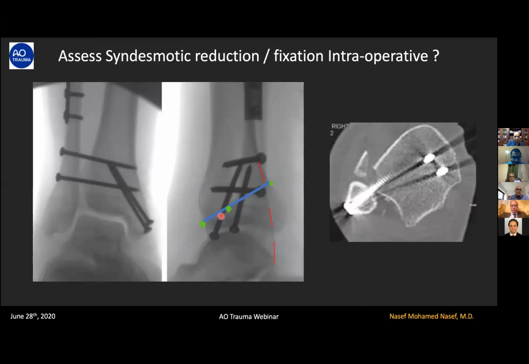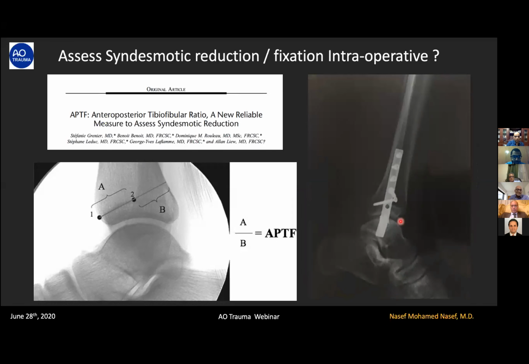And if you do the CT there, you can see it. It is off the syndesmosis totally. So I would also encourage most of our juniors to start using these parameters. They are very good intraoperatively, and this has always been our problem. So it's the antero-posterior tibio-fibular ratio.